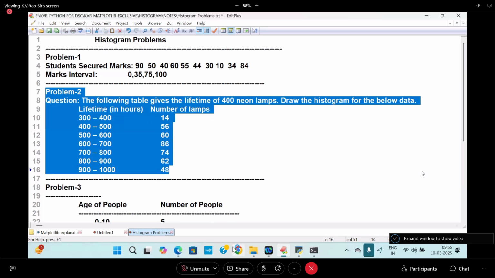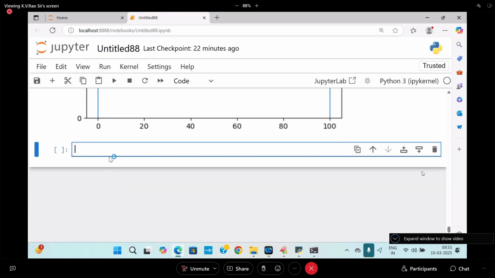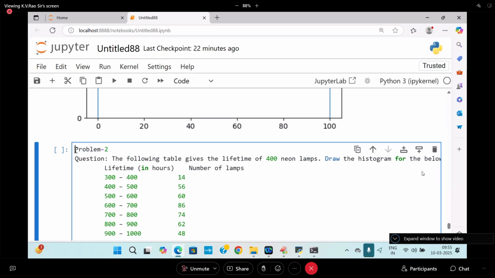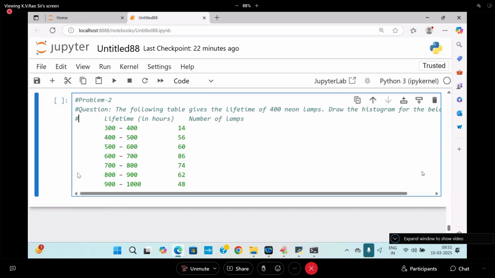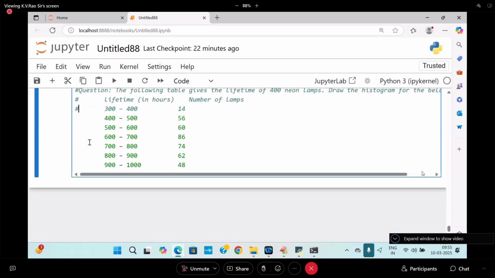Take care, students. Here you come. In this second problem, I am going to mention it. This is my problem number 2. Actual data will be like this. But this problem is simplified, very much simplified here. Actually, how the problem is supposed to come, I am showing you.